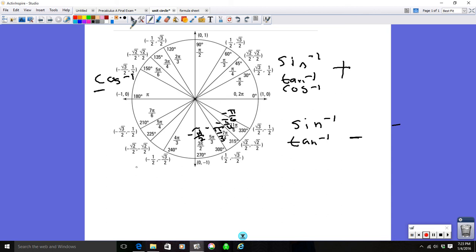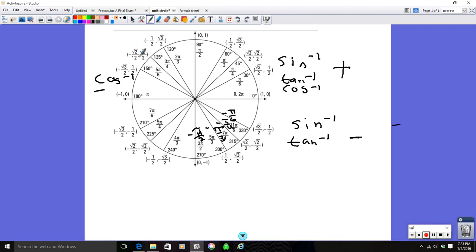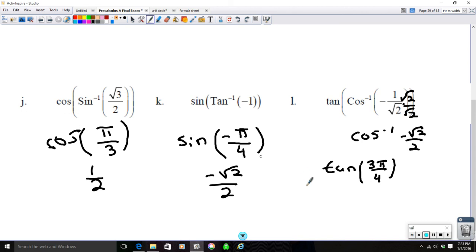So what that means here is that we're going to find the tangent of 3pi/4. Now, 3pi/4, again, is that ordered pair -√2/2, √2/2. Right? So tangent of that would be sine over cosine. Sine over cosine is √2/2 divided by -√2/2, which is equal to -1.